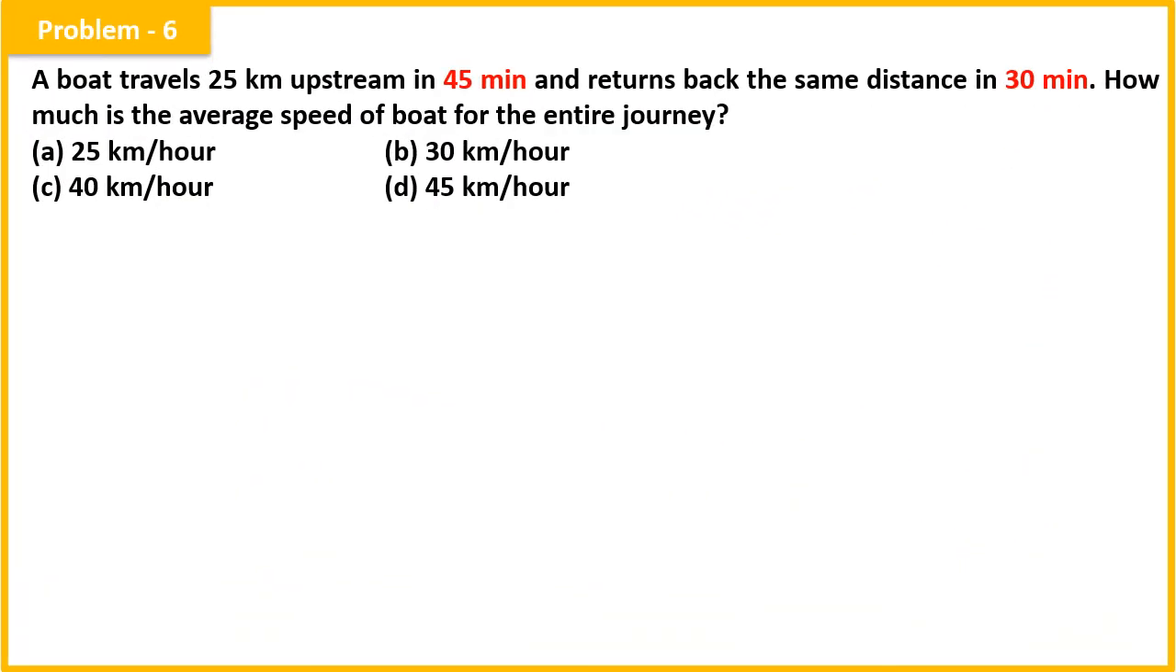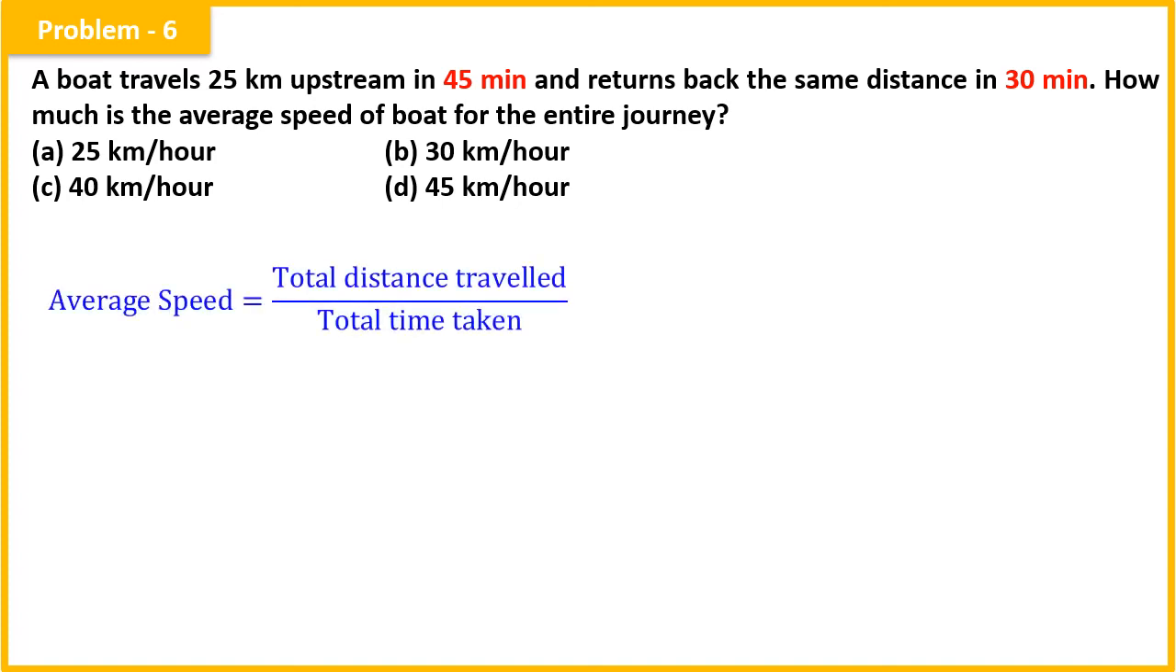Problem 6. A boat travels 25 kilometers upstream in 45 minutes and returns back the same distance in 30 minutes. How much is the average speed of boat for the entire journey? Now, one thing you should remember here is that average speed is never the average of given speeds. Then what is average speed? Average speed is total distance traveled divided by total time taken.